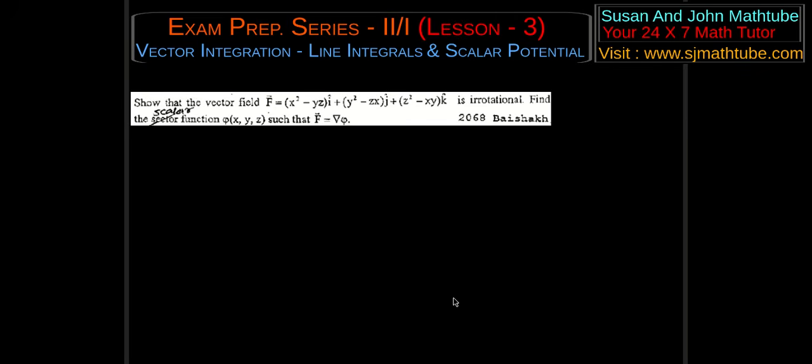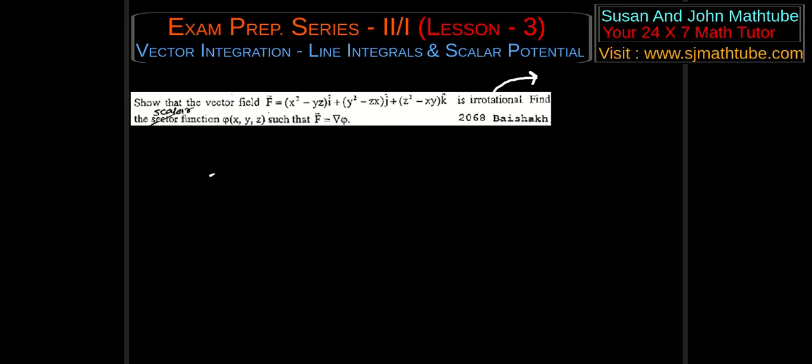It's from long back, 2068. Okay, so the question is, show that the vector field F is irrotational. I told you, it's the same thing they ask in your second semester. And another word they might use is, they will ask you, prove that the vector field is conservative. Conservative means path independent, and path independent means curl of F will be equal to 0, and that means irrotational.